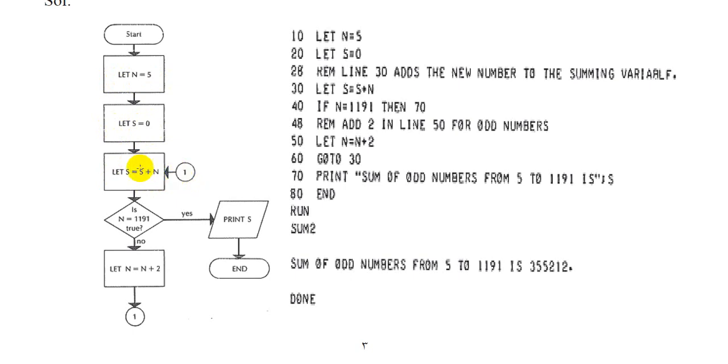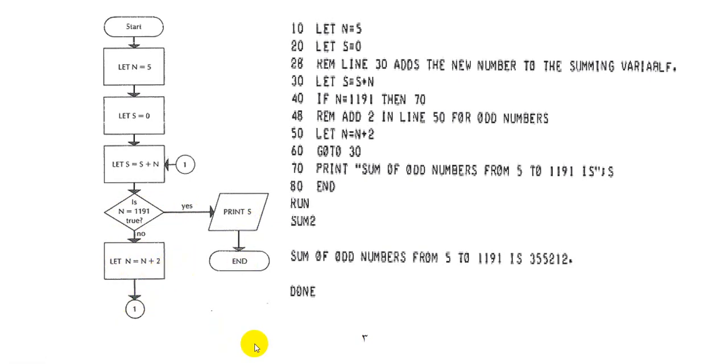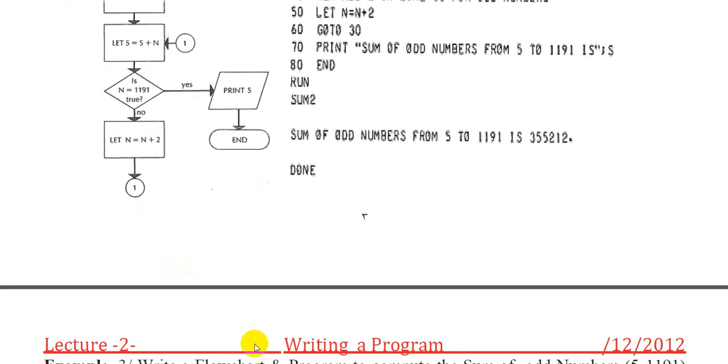We just got to move forward to n. Is n equal to 1191? Yes. If it is, we print s. If it's not equal to 1191, as given in the question and the example, let n equal n plus 2 and repeat all over again. Print s and execute the program by using the following source code.